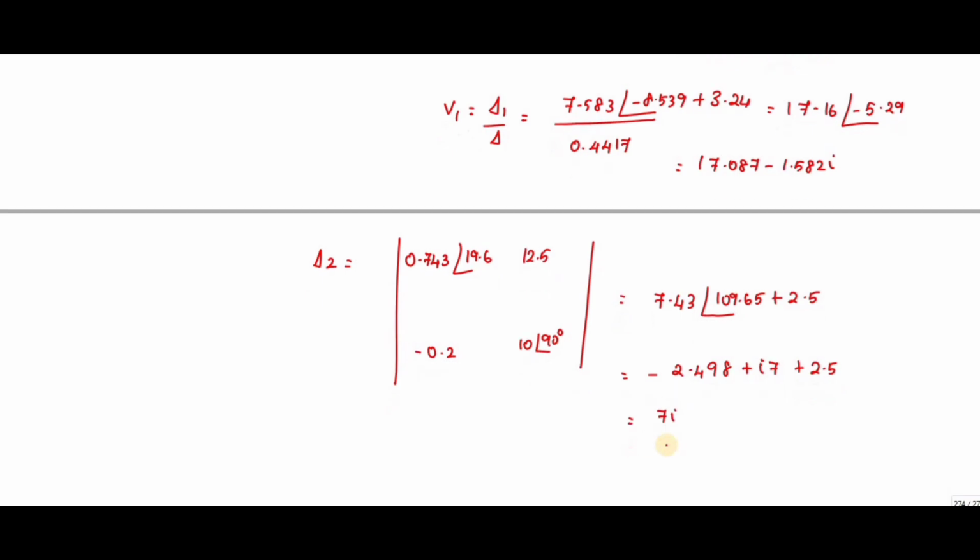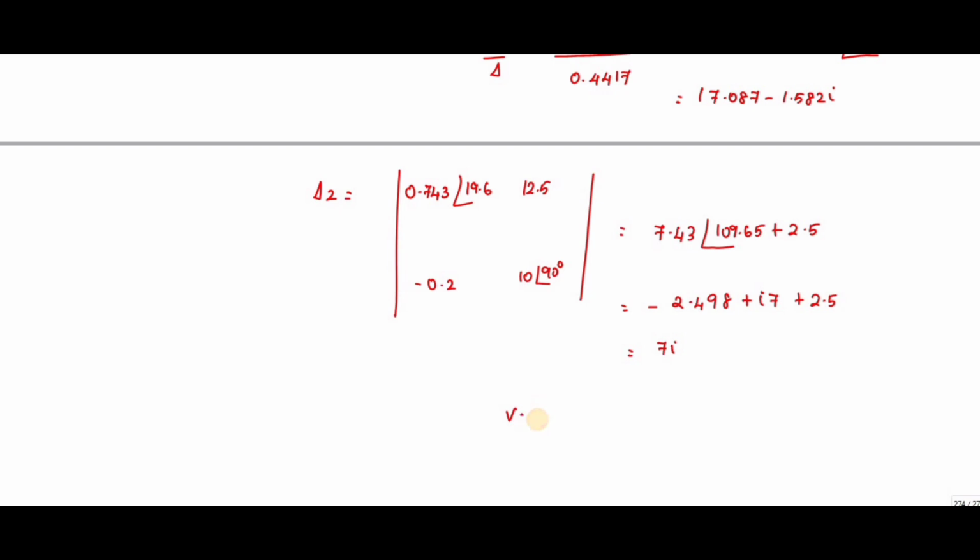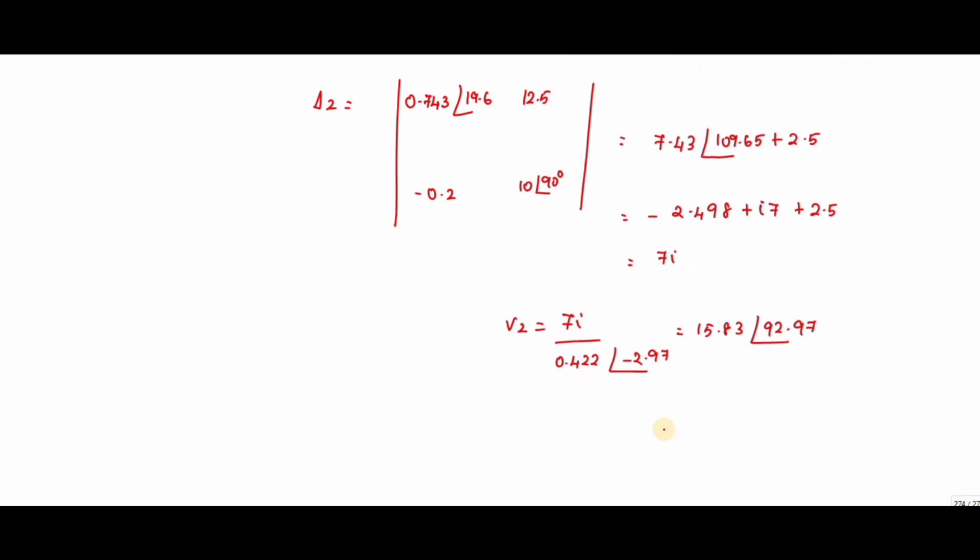So you will get 7i. So what is V2? V2 is equal to 7i divided by 0.422 minus 2.97. So 7 divided by 0.422 is 15.83. This is 90 degrees. So 90 plus 2.97 is 92.97. So the answer is minus 0.82 plus I 15.80. So this is your V.